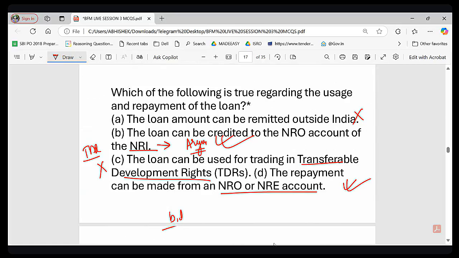So who had answered B and D? I think B and D. Yes, Shraddha, very good. Nice, very good. I think you are posted in forex department, so you know everything. You are getting all the answers correct. Nice to see you have conceptual understanding.